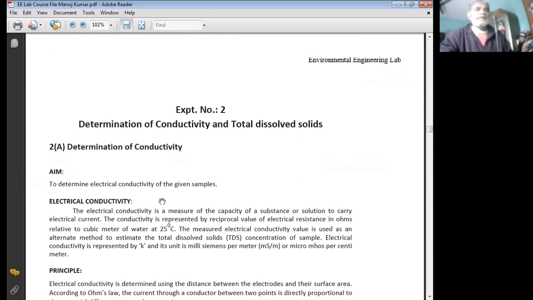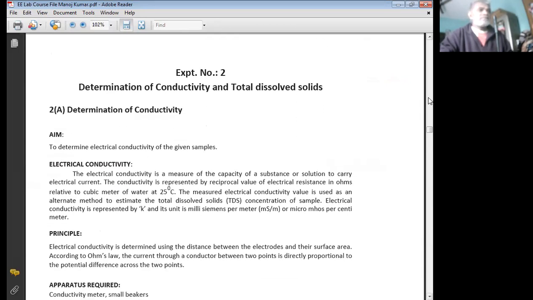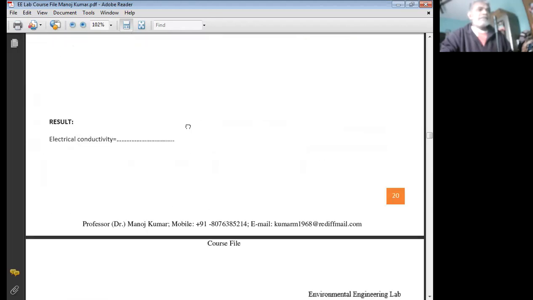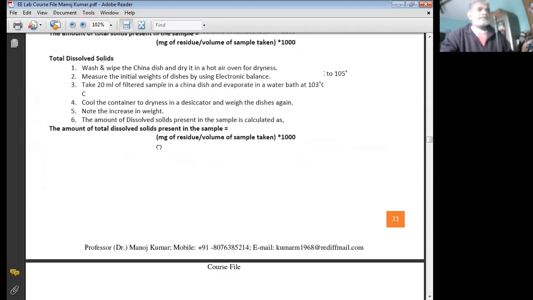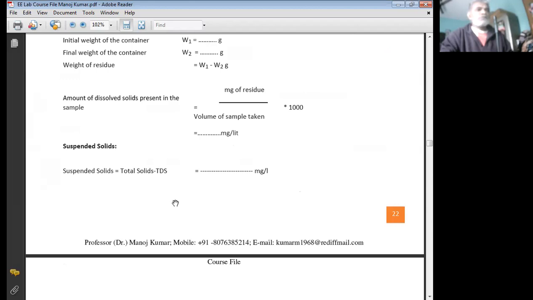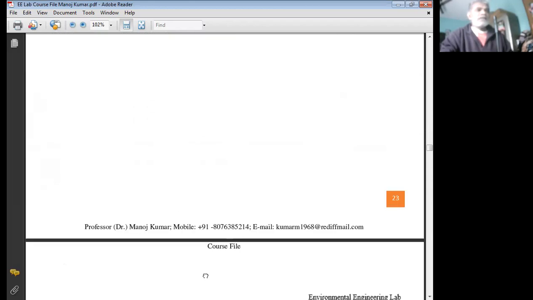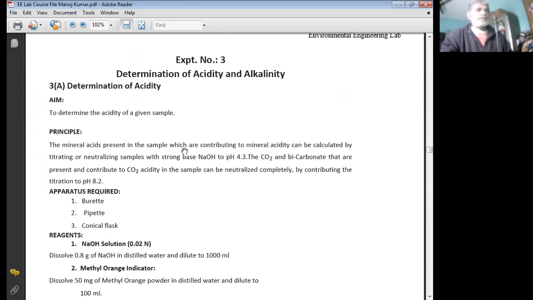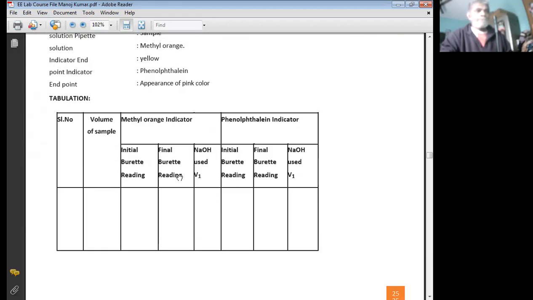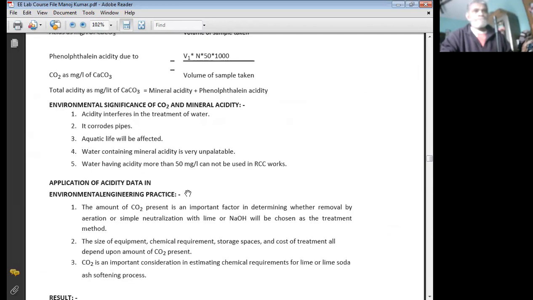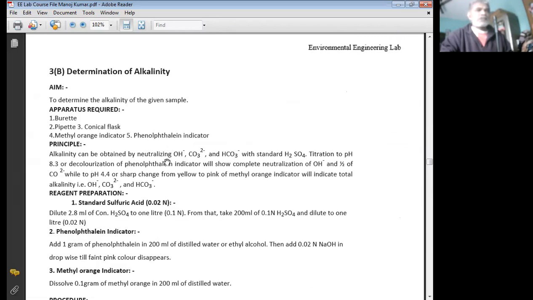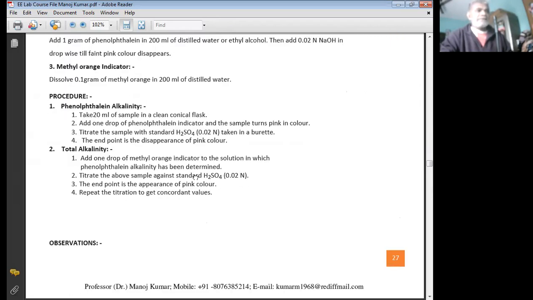Determination of conductivity and dissolved solids. These are about the experiment. In the lab manual, the observation is given there, the result is given there. These are the manual of the course file. This manual is prepared by Professor Dr. Manoj Kumar in the Environmental Engineering Lab.